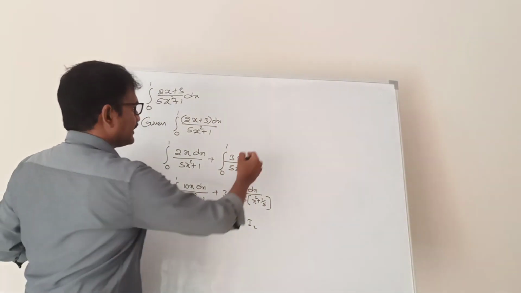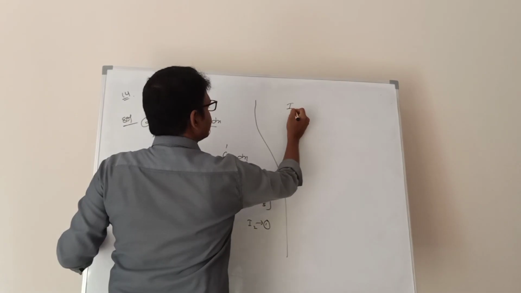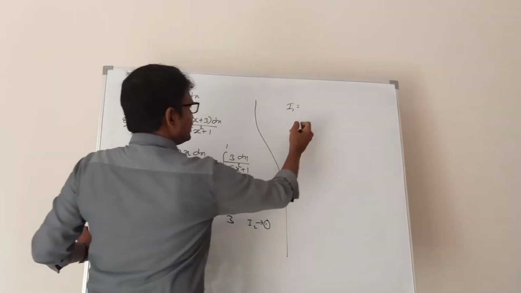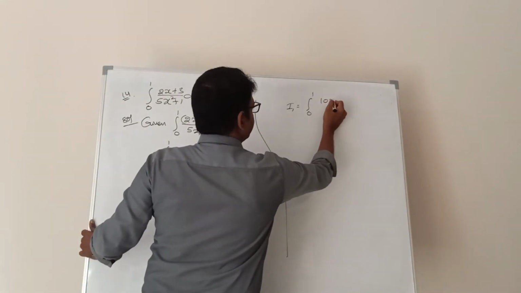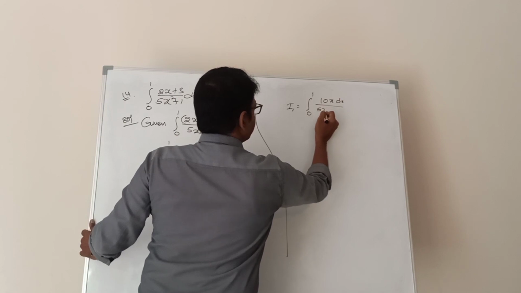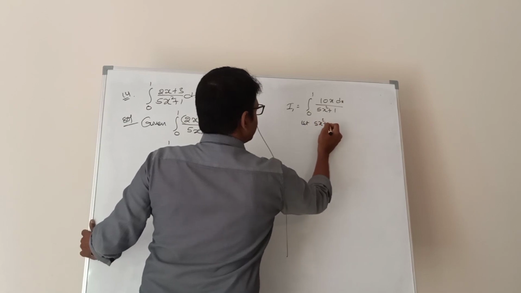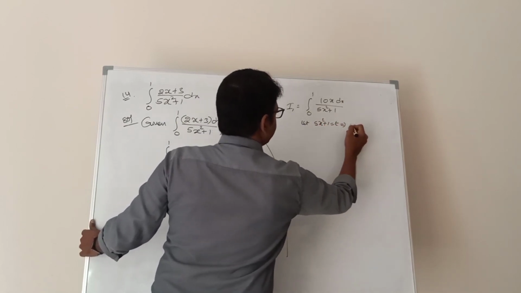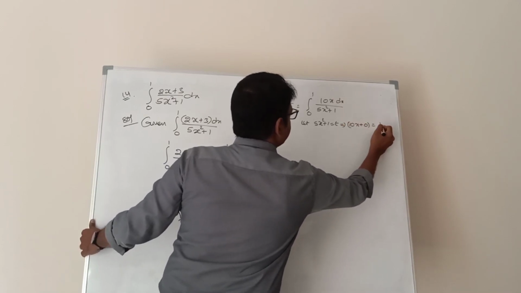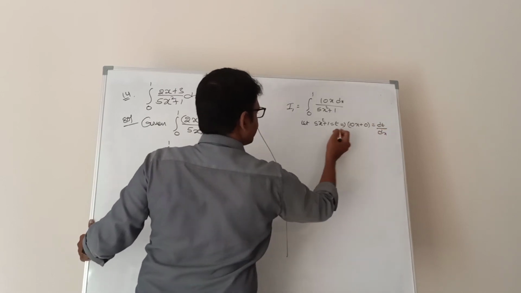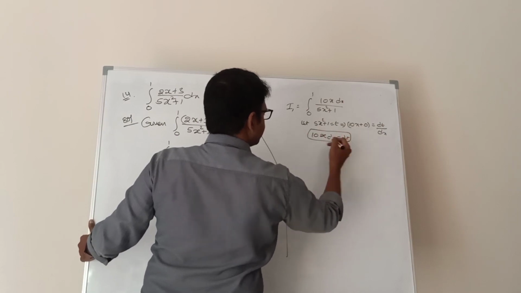So first consider I1, and let this be equation number 1. I1 is equal to the integration from 0 to 1 of 10x dx by 5x square plus 1. Let 5x square plus 1 be equal to t. The derivative of 5x square is 10x, plus the derivative of 1 is 0, equal to dt by dx. If you differentiate with respect to x and cross multiply, 10x dx is equal to dt.